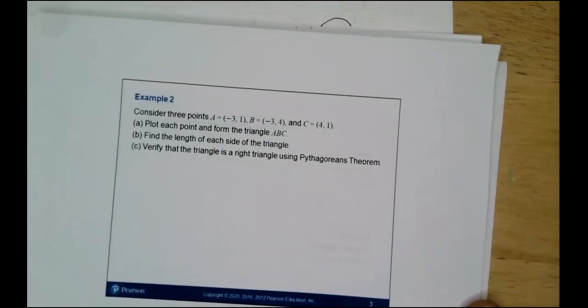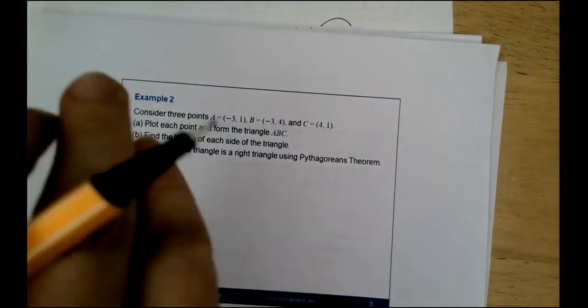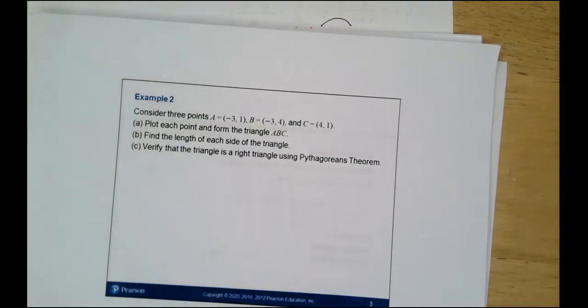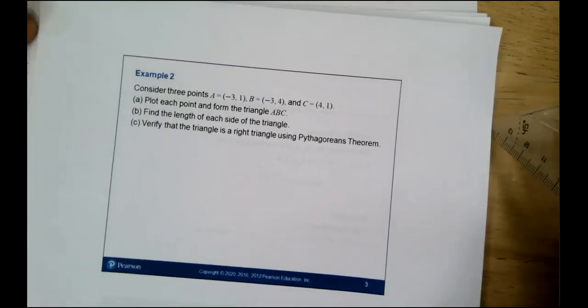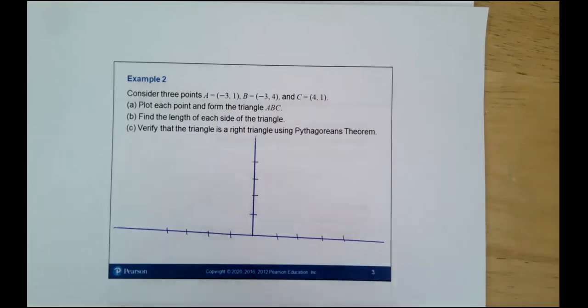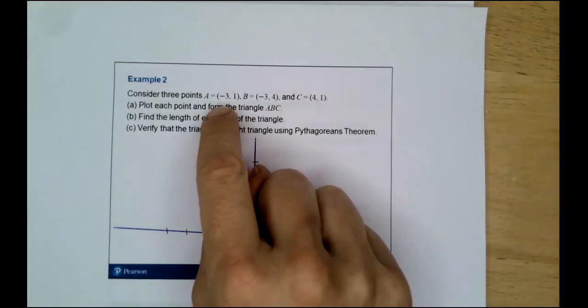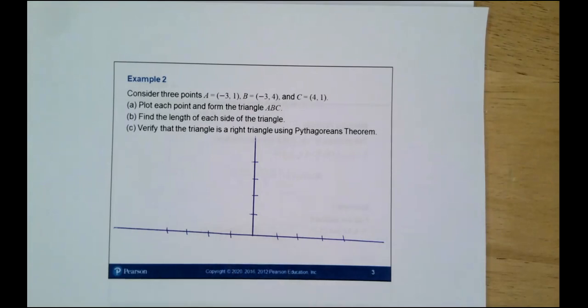Next, they're asking us to consider 3 points. The points negative 3, 1, negative 3, 4, and 4, 1. Plot each point to form the triangle ABC, find the length of each side of the triangle, and verify that the triangle is a right triangle using the Pythagorean theorem. I'm going to pause the video and draw it because I'm very slow. I don't want to bore you. Be right back. Okay, so I noticed that all of my y values were positive, so I didn't even create any graph below the x-axis.